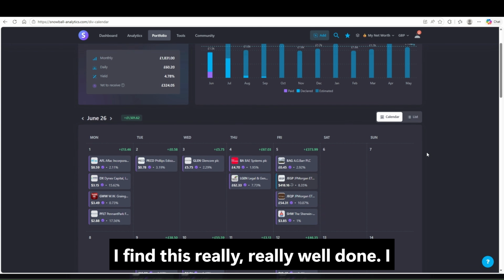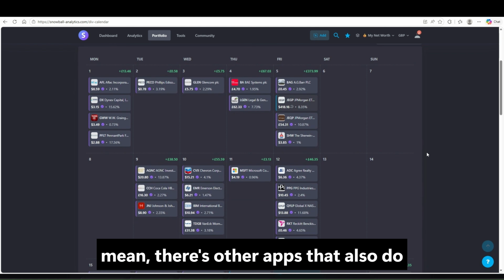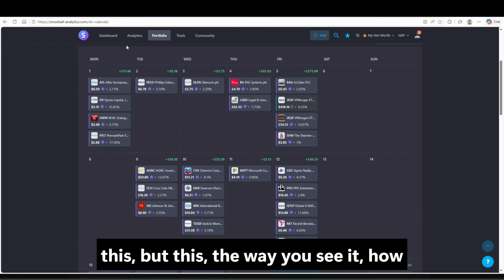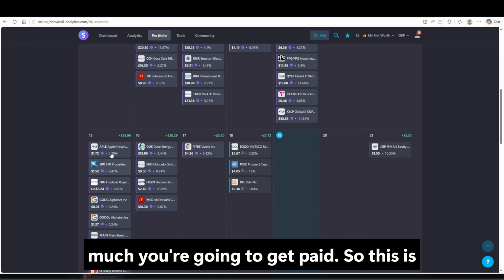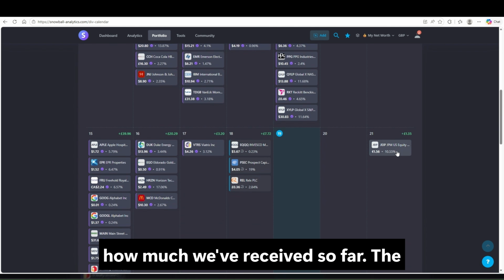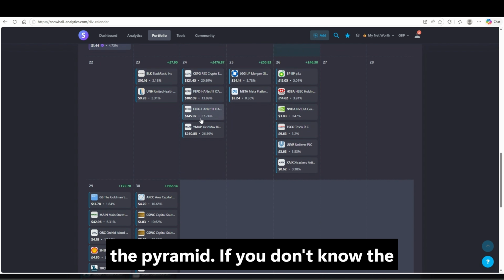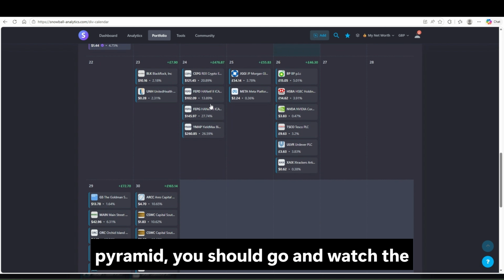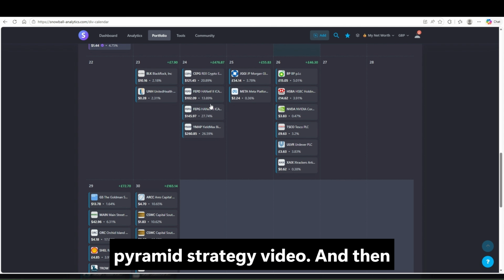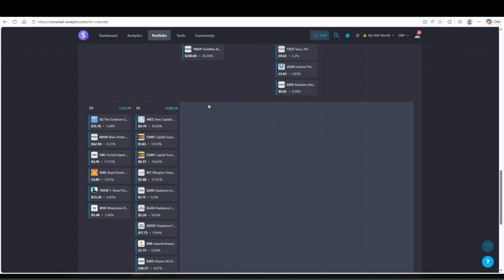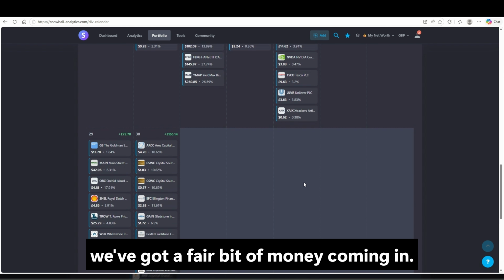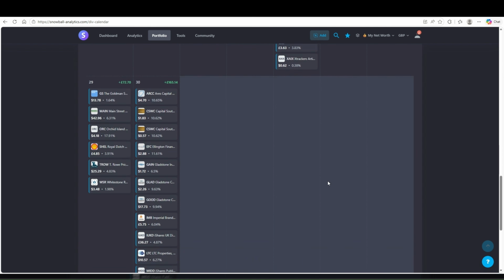I find this really, really well done. I mean, there's other apps that also do this, but the way you see how much you're going to get paid. So this is how much we've received so far. The week coming up, you can see how much we're going to get. This again, top of the pyramid. If you don't know the pyramid, you should go and watch the pyramid strategy video. And then end of the month, you can see that we've got a fair bit of money coming in.